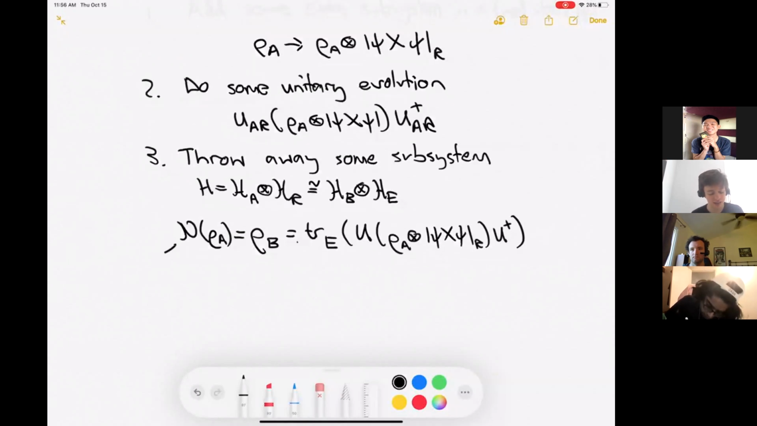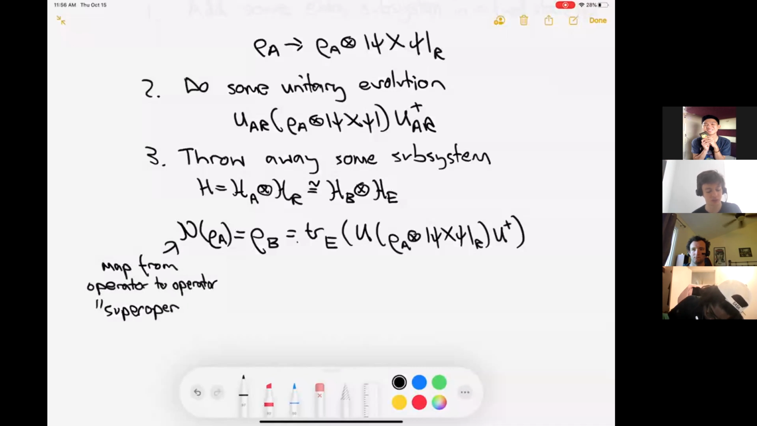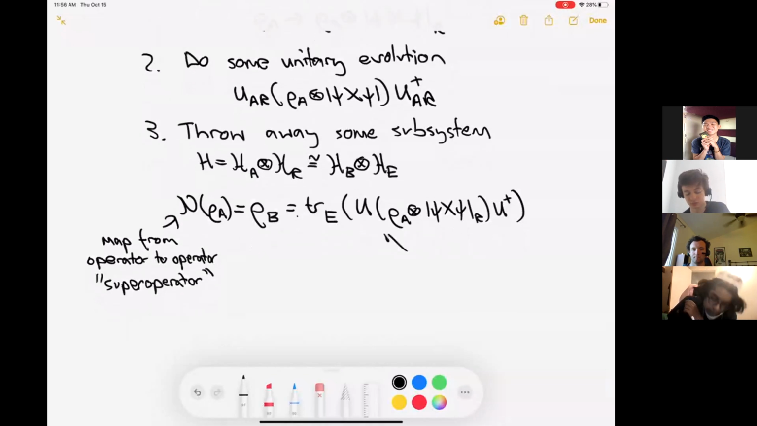Curly N is a map from a density matrix, so an operator on H_A, to an operator on H_B. This is called a super operator. It's a map between operators, which themselves are, of course, maps between states. And this is basically the definition of a quantum channel. This combination of three things, adding some extra stuff, interacting everything together, throwing away some stuff, is the most general thing you can do to your initial density matrix to end up with some final density matrix.